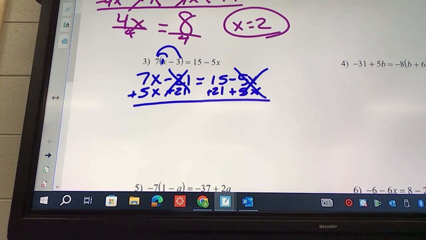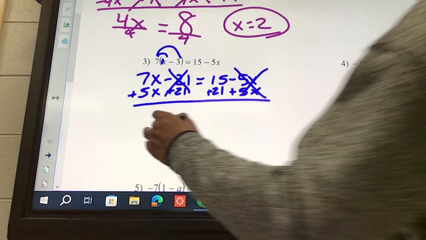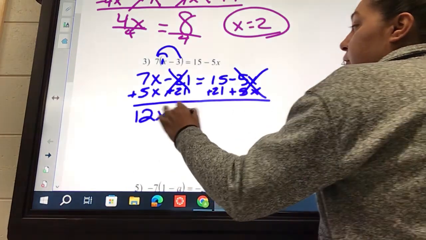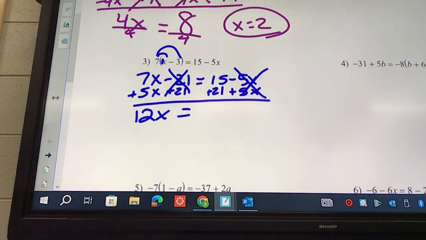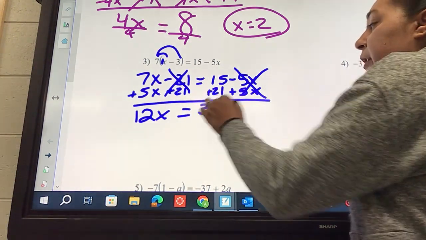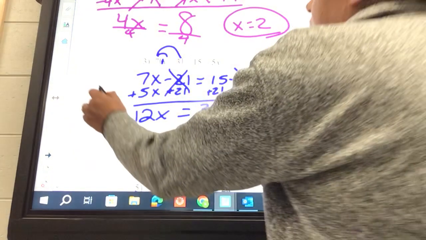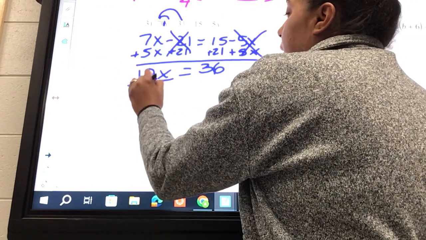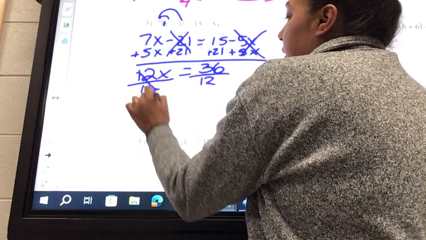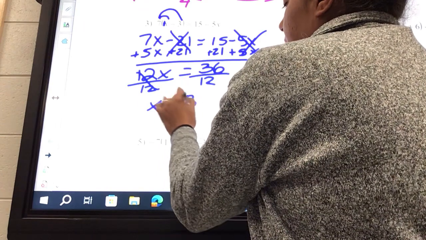7 plus 5, what is that? 12. Somebody agree? We got 12x equals 15 plus 21. 36. Somebody agree with that? Okay. And then our last step is always to do what? Divide. So we're going to say divided by 12. And what are you going to get? 36 divided by 12? 3. Perfect.